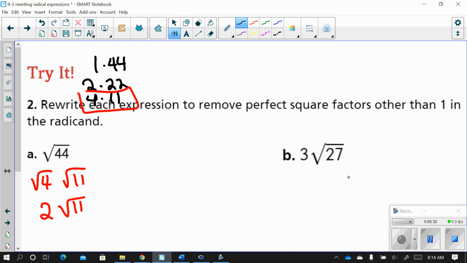Okay, I'm looking at this. I got the square root of 27, so 1 times 27, 3 times 9, that's all of them. Okay, so obviously it's going to be this one. So the 3 outside I leave alone. Okay, it's just like a coefficient for right now.